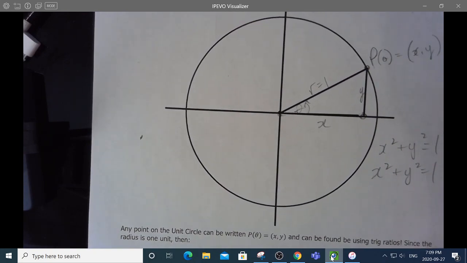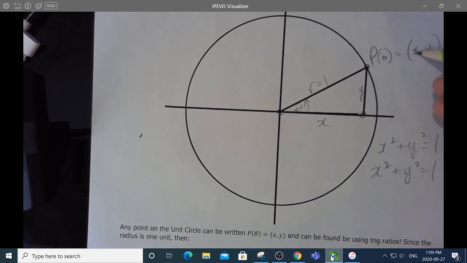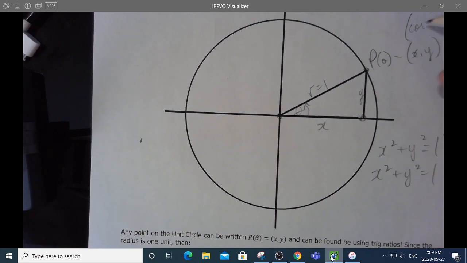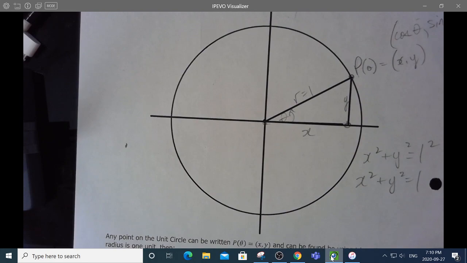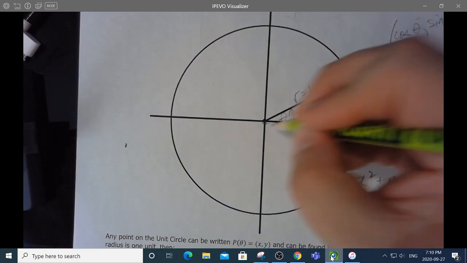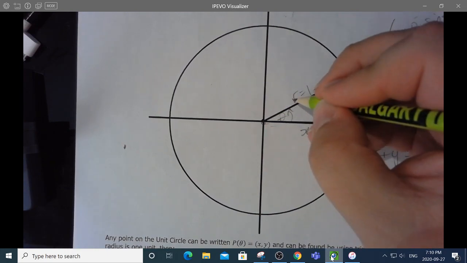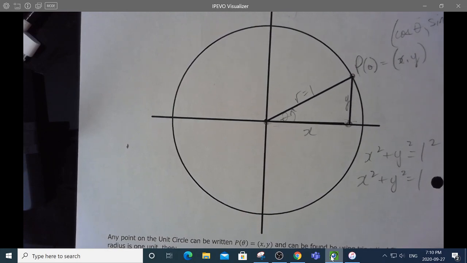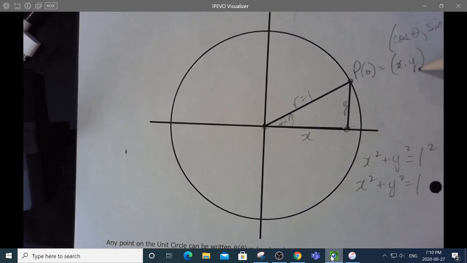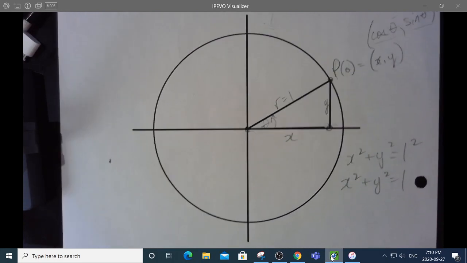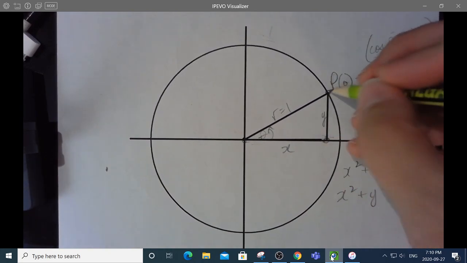Any point on the unit circle can be written as P of theta is (x, y), and it can be found using trig. Notice that this number is this distance, but it's also the cosine of theta. This number is how high this line is, but it's also the sine of theta. How come this one line represents cosine when I was told that cosine is adjacent over hypotenuse? Well, remember, if the hypotenuse is 1, anything divided by 1 is itself. So as long as you have a unit circle where I call the radius 1, the x and y coordinates are the cosine and sine values for the angle that make this point.